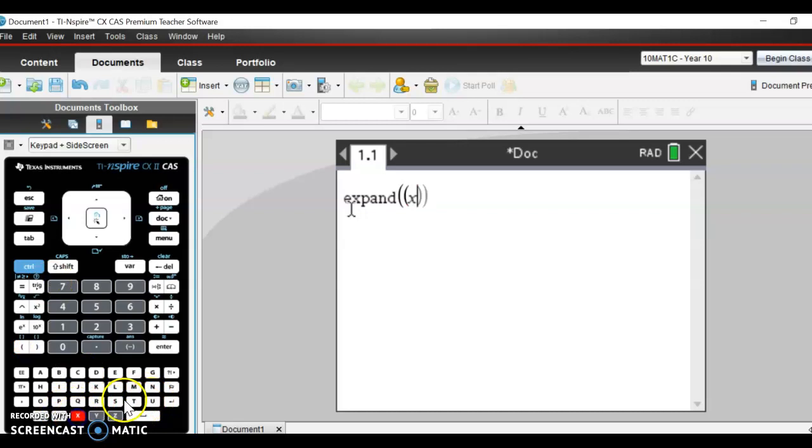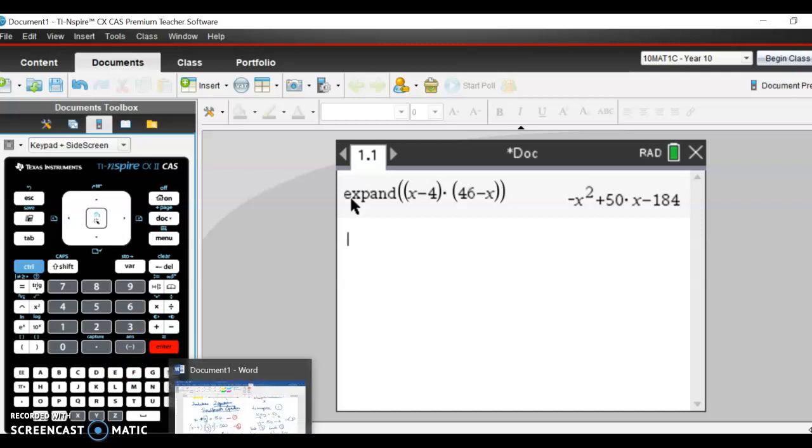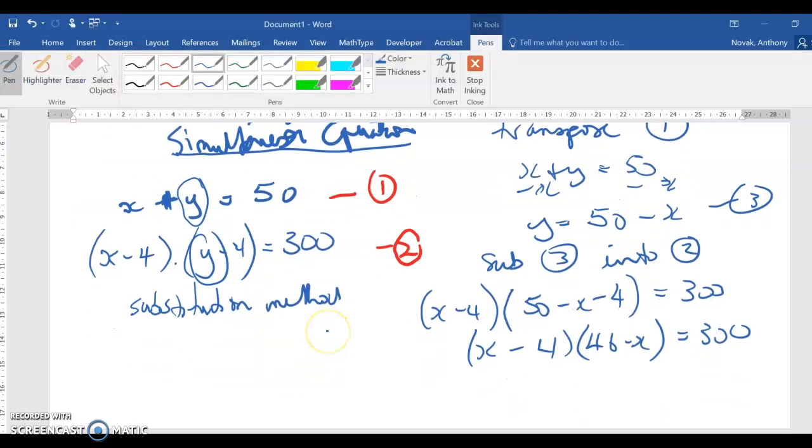That's x minus 4. Jump out, cursor across, open up another set of brackets, and that was 46 minus x. And press enter, and there we have it. So we can now continue on with the problem. And as I say, don't try and reinvent the wheel. If you've got access to your calculator, do so.